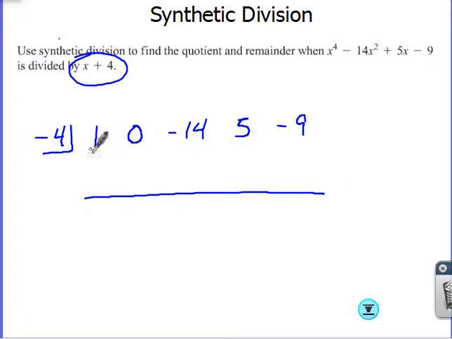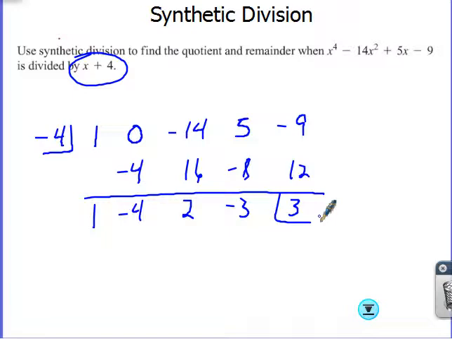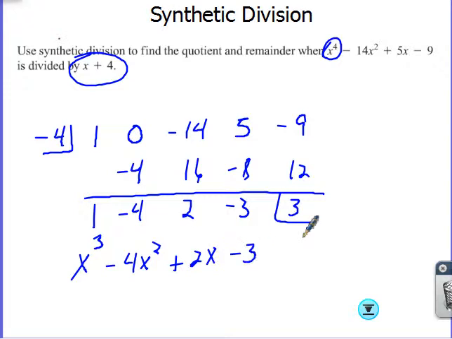Flying through this one. Bring it down, multiply, add. That's your steps. Bring it down, multiply, add. Multiply, add. Multiply, add. You divided x to the 4th by x, so you're going to get x to the 3rd stuff. So that's 1x to the 3rd minus 4x squared plus 2x minus 3. The last number would be your remainder. Take your remainder, write it over what you divided by. Not negative 4, but x plus 4.